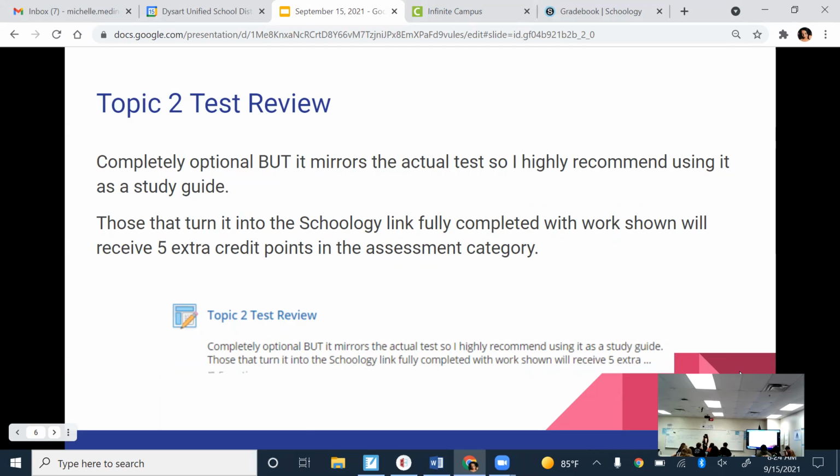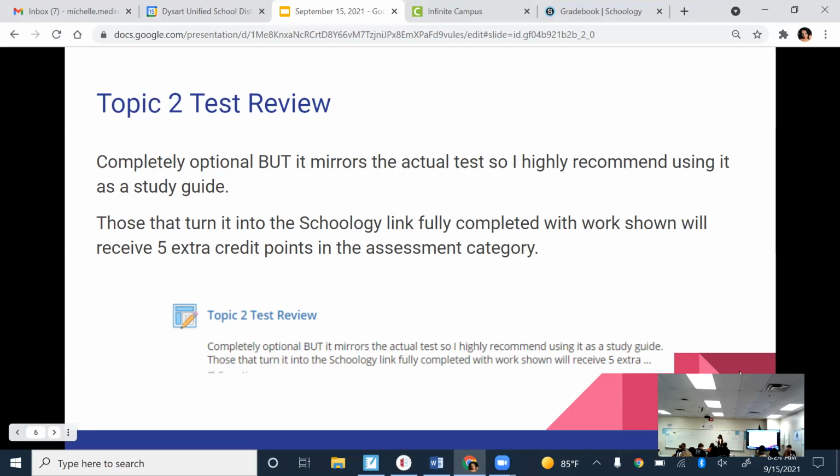Yesterday, if you were here, I put some packets on the back table, the topic 2 test review. If you need it because you didn't grab it, or if you weren't here, just let me know and I can give you one. It mirrors the actual test, the one that you'll be taking Friday and then retaking on Tuesday. It just uses different numbers. So that's an optional thing.